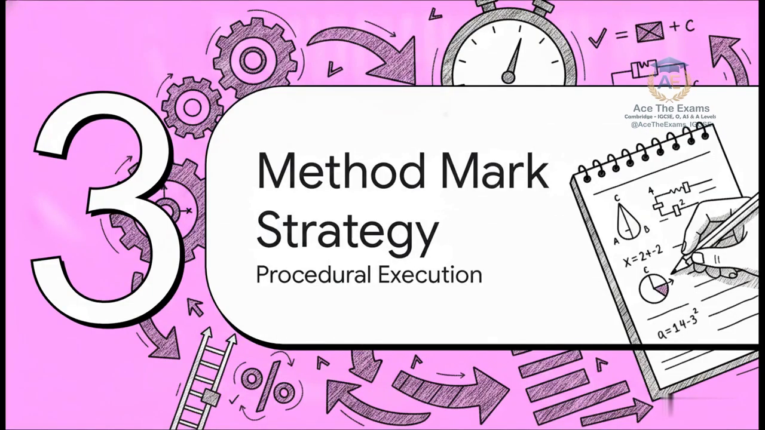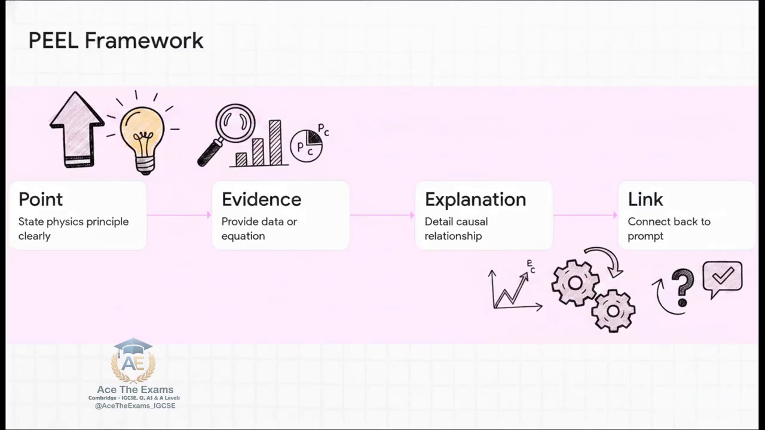So, how do we fix that? Let's move to Section 3, the method mark strategy, procedural execution. You know, in Cambridge physics, that final answer scribbled at the bottom of the page, it's often only worth a single solitary mark. The structured process itself is where the bulk of that 15% we're chasing today actually lies. You are heavily awarded for showing a systematic, logical sequence.